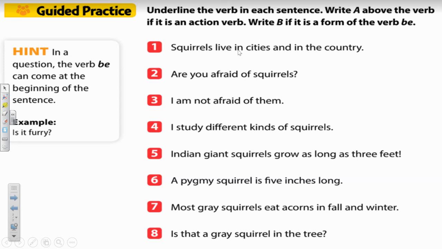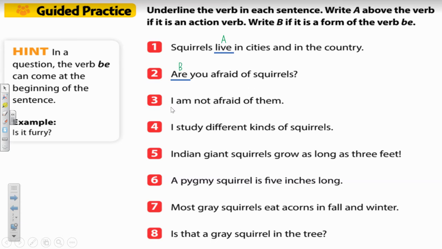Number 1, squirrels live in cities and in the country. What do squirrels do? I spy an action verb here, live. And since it's an action verb, remember to write a capital A up above it. Number 2, I see a question. Remember what that hint over here told us. Are you afraid of squirrels? Am, is, are. I see a sneaky verb. Are is a form of the verb be. So put a B with that.